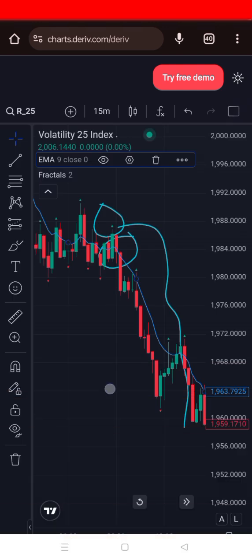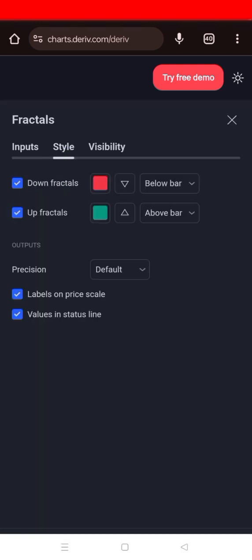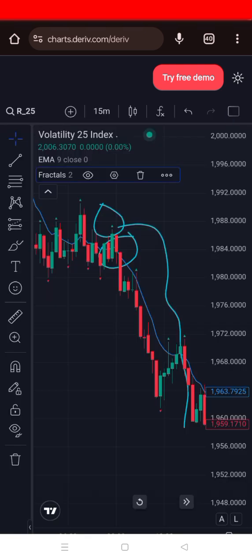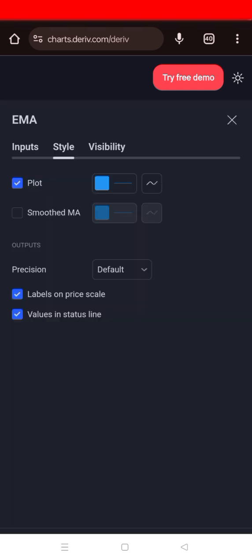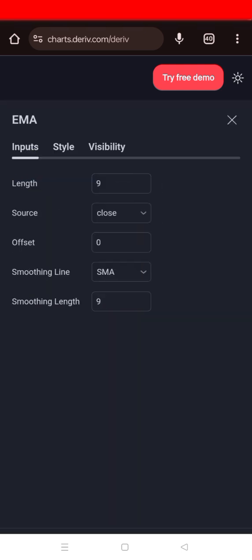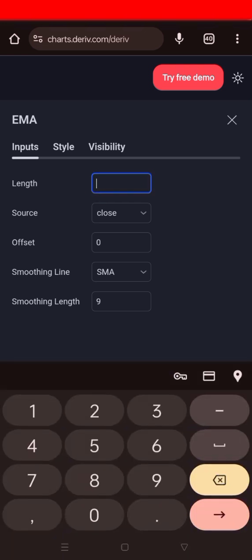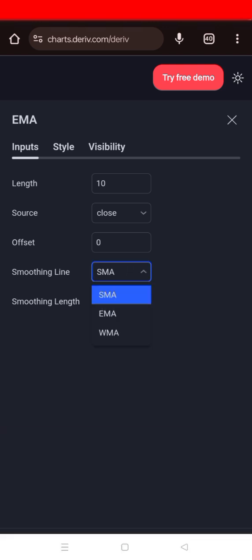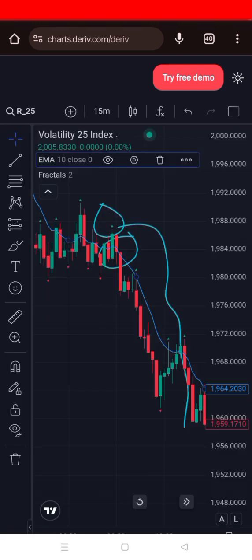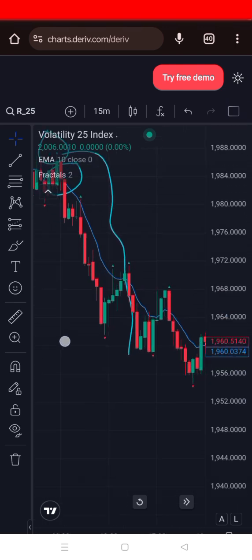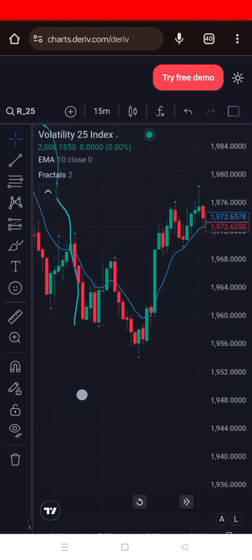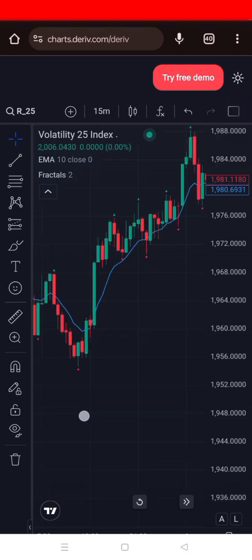So the best length for this is 10, and then for the smooth line you can put everything to 10. So this one is at 2. I've told you there is no changing it. The only thing to change is the EMA, because it is usually at 9, which is not a big difference. So you just put 10, and then for the smooth line you change it to exponential moving average, and then from there you are done. It's simple like that.